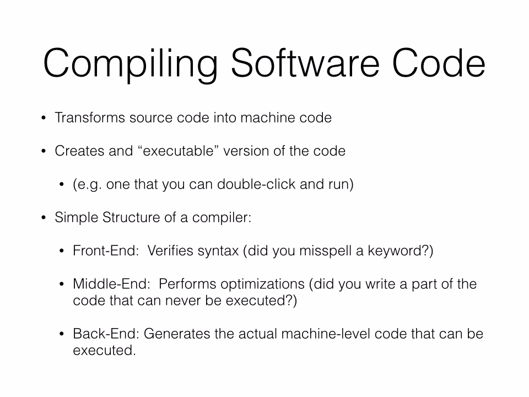Then there's the middle end, which performs optimizations. Did you write a part of the code that can never be executed, for example? The middle end will take that out. If there's a part of the code that can't be executed, then it has no business being in the executable. So the middle end will optimize your code. And then there's the back end, which is the part responsible for generating the actual machine level code that can be executed. A lot of times, if you have any friends in computer science, a very common exercise is they'll have to write a compiler. And many times what they're writing is the back end part.